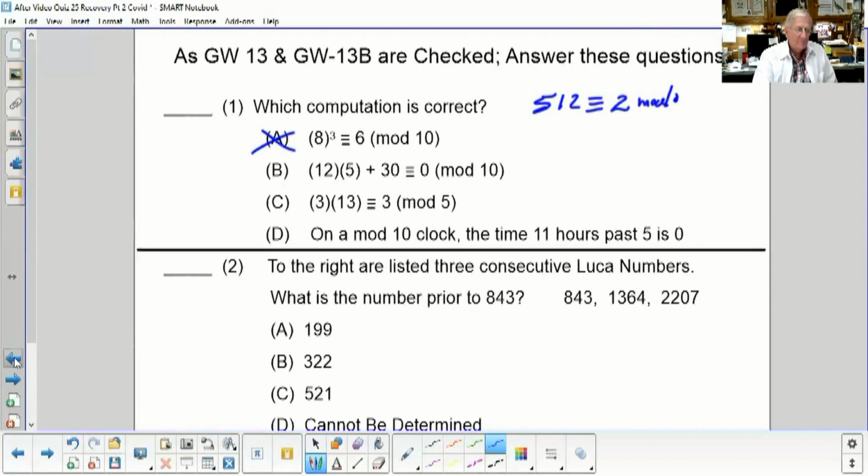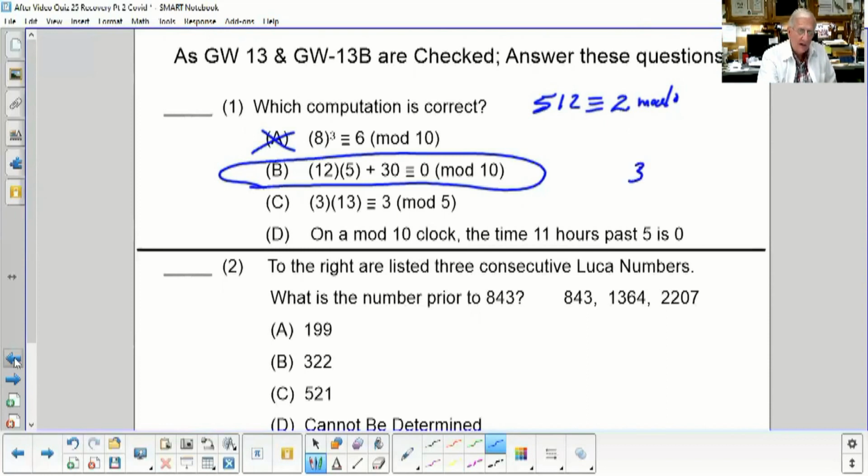Let's look at B. What's 5 times 12? 60. What's 60 plus 30? 90. 90 ends in a 0. Same thing as 0 mod 10. Looks like B's okay, right? Is C all right? Or what's wrong with it? Well, it's 39 when I multiply it out. I divide it by 5. 7 times 5 is 35 with a remainder of 4. This says 3, no good.